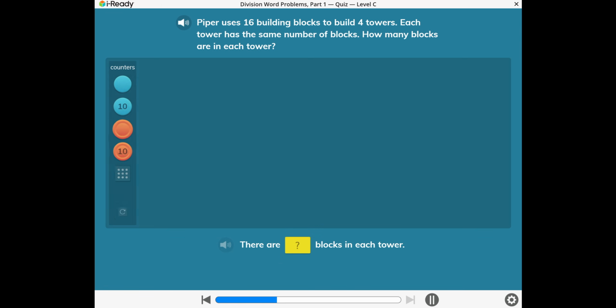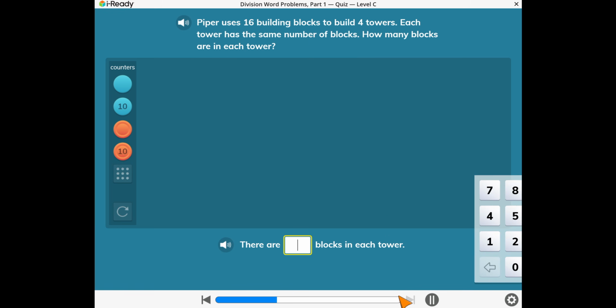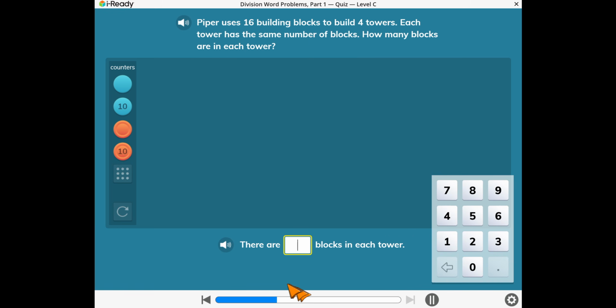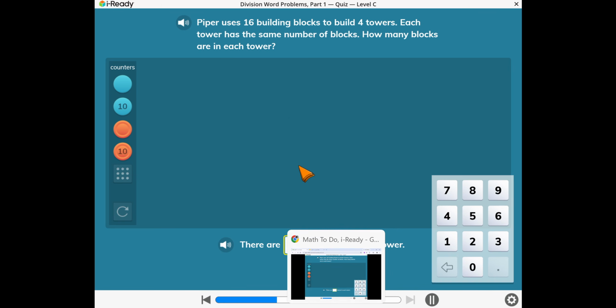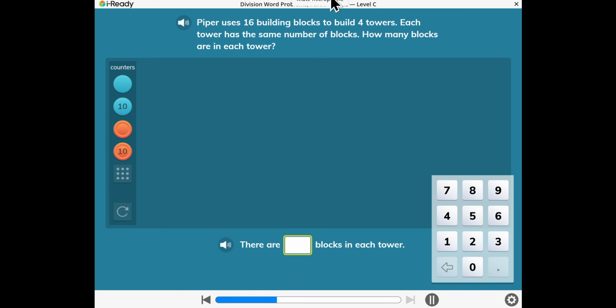Okay, so let's click go. Complete the sentence. So, what's 16 divided by 4?